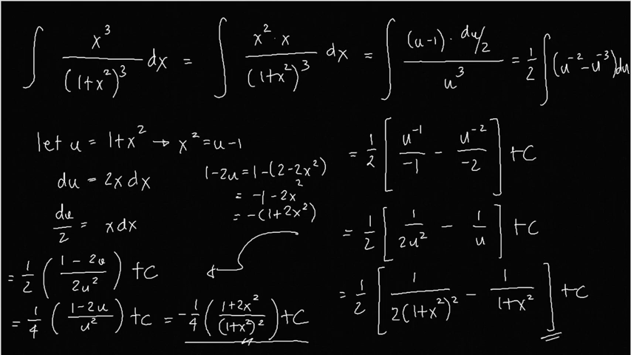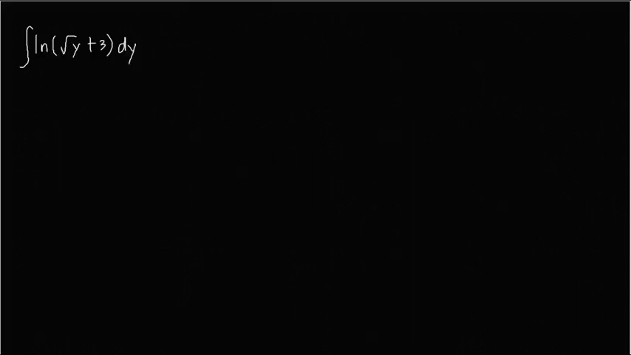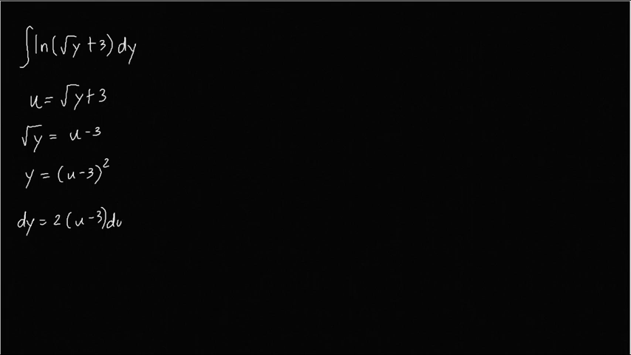Okay, let's proceed to problem number 10. For our next problem, we have the integral of the natural logarithm of the quantity square root of y plus 3 dy. So to get rid first of this one, we will let u equal to the square root of y plus 3. So that square root of y is equal to u minus 3. And then y is equal to u minus 3 squared. So that dy will be 2 times u minus 3 du.